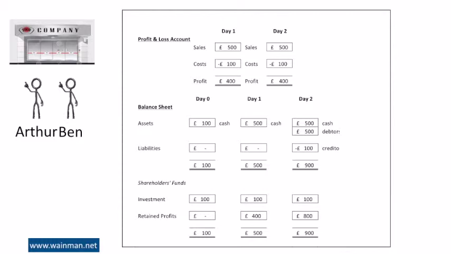The original investment still remains as £100, and at the beginning of the day they had £400 of retained profit. Now they've made an additional £400 of profit during day 2, and because they have not paid a dividend, now owe a total of £800 back to the shareholders. 100 plus 800 makes £900, and so the balance sheet continues to balance.